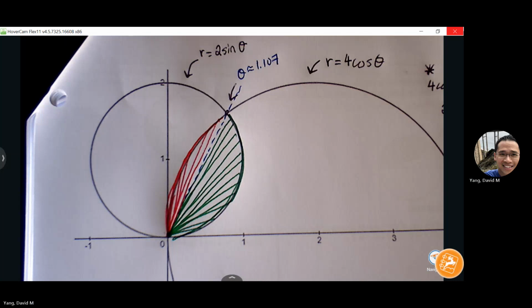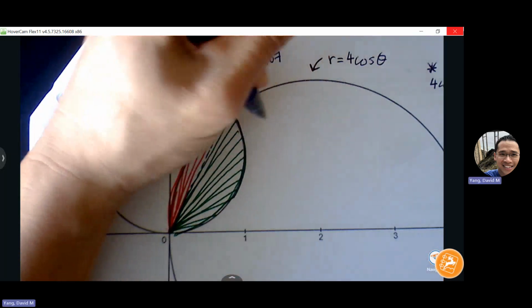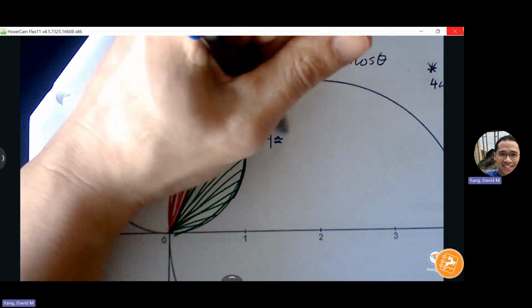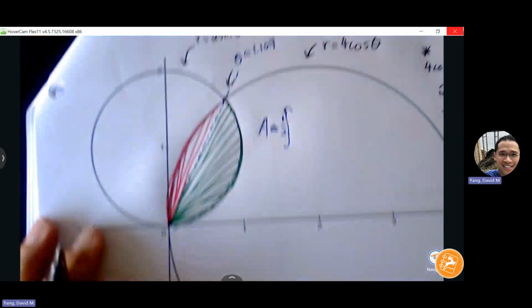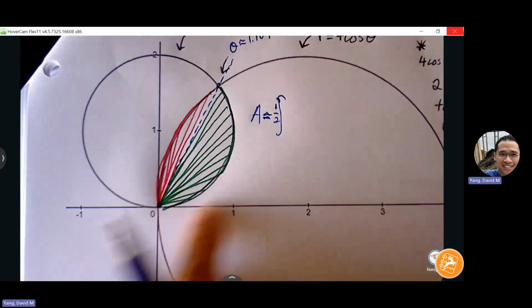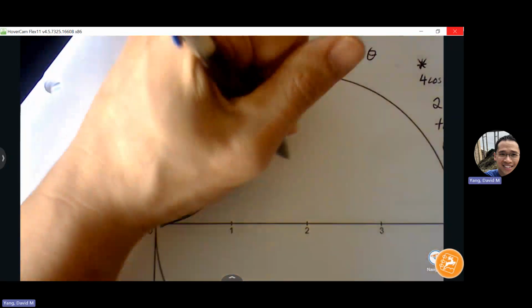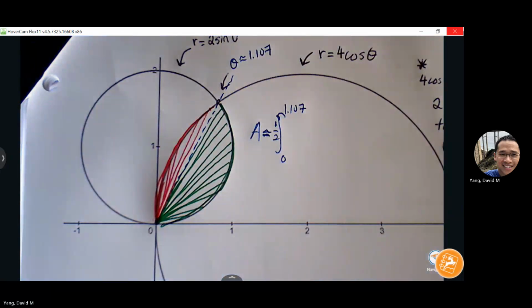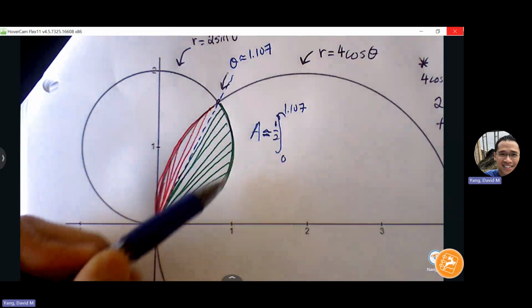Right? So then here's my area formula, split between two integrals, or equal to. Okay. So I'm going to do the green version, the green region first. So from 0 to 1.107. Again, this is hitting the 2 sine theta graph.